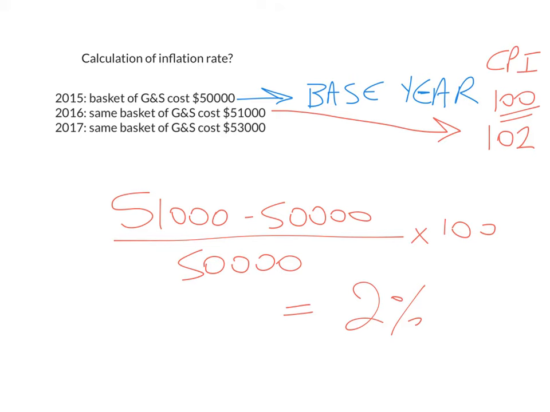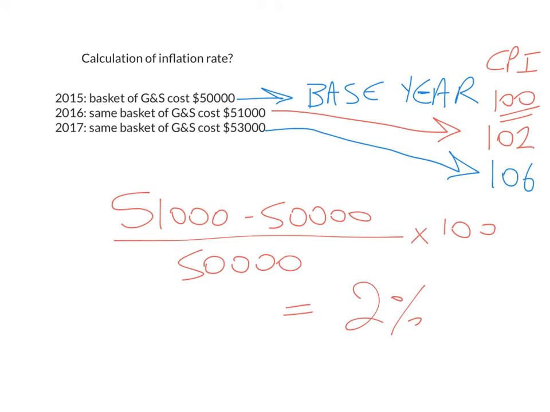So that's 3,000 divided by 50,000 times 100. That's 6%. So between 2015 and 2017, prices have risen by 6%. So the CPI in 2017 will be 6% higher than the base year, not the year before. The base year is 100, so the CPI is 106.